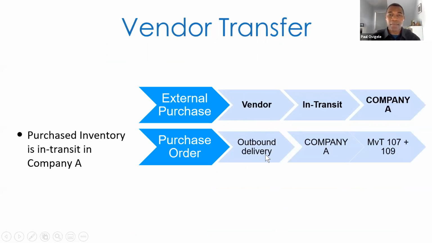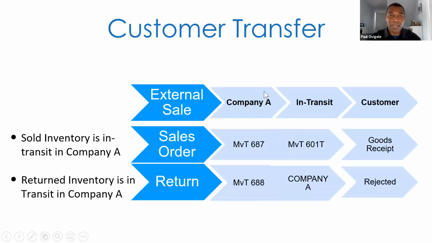Vendor transfers. I mentioned this is one that I've rarely experienced, maybe on only one implementation, and it would involve using inbound deliveries as well as goods receipts with in transit, because it's a two-stage approach. You're not just receiving the stock into your inventory, you're receiving it into in transit and then into your inventory.